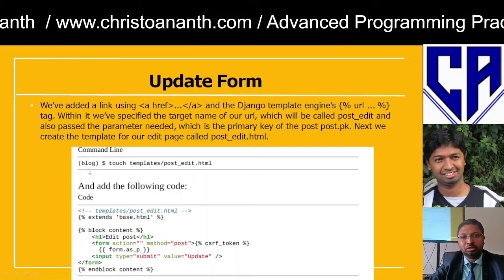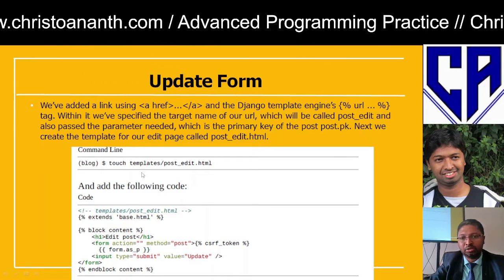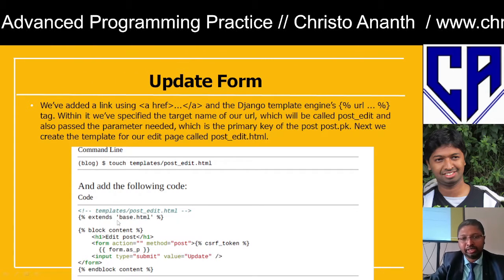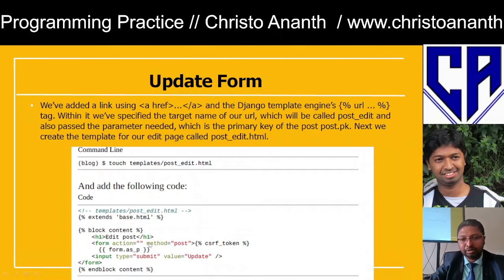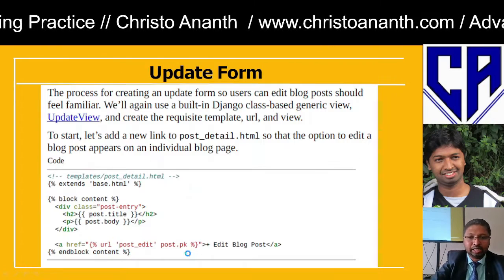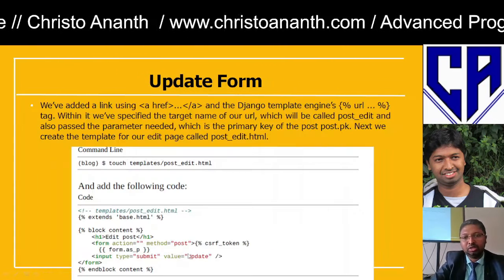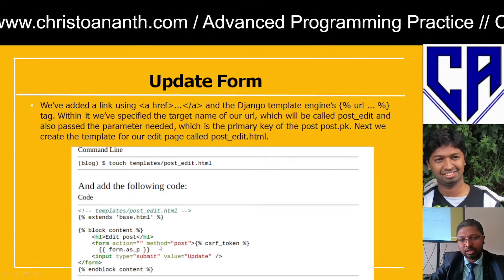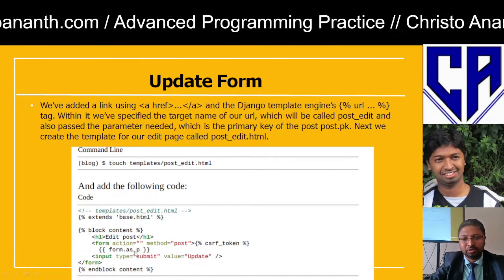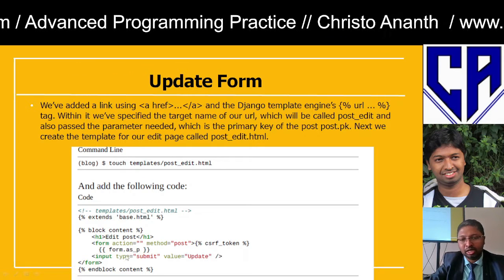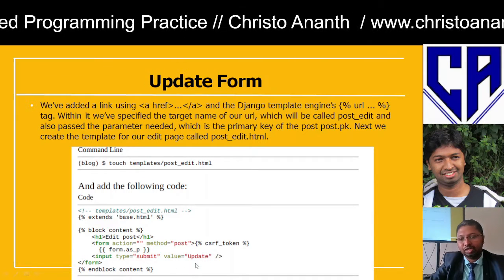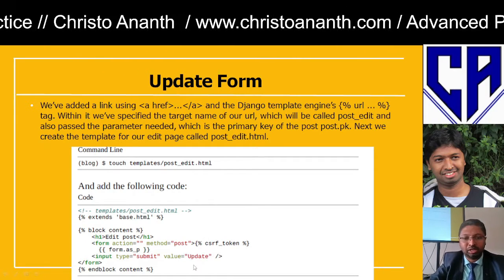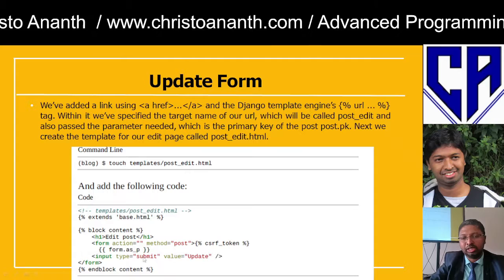In the command line, you create the template post_edit.html and add the following code: extends base.html, block content, edit post. Then you add the CSRF token: form method equal to post, csrf_token, form.as_p. The input type equals submit and value equals update. So whenever we click on update, it will submit and save accordingly. Then you close the end block content.